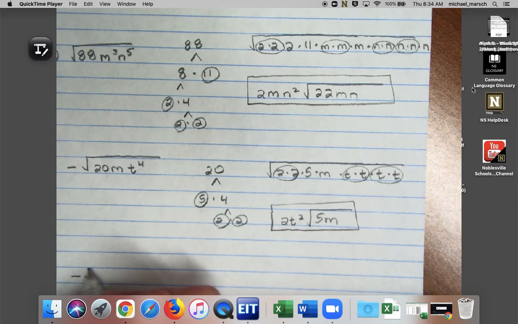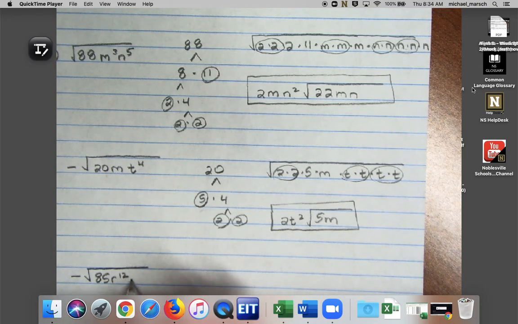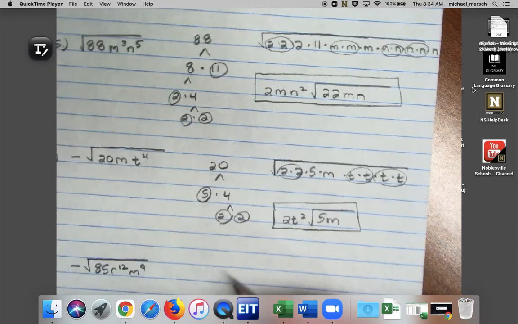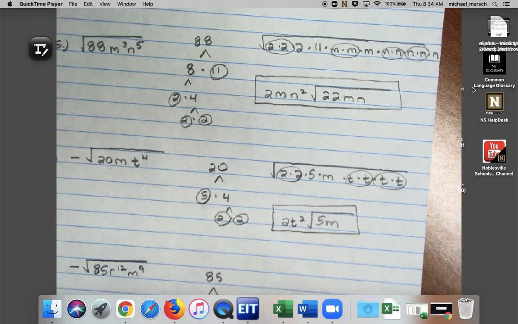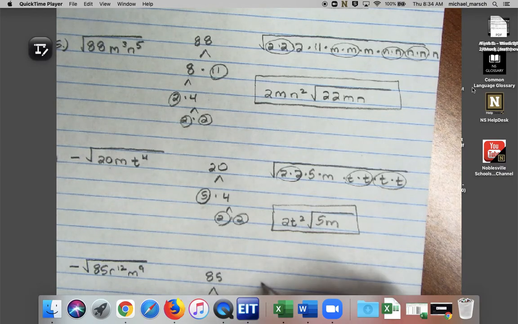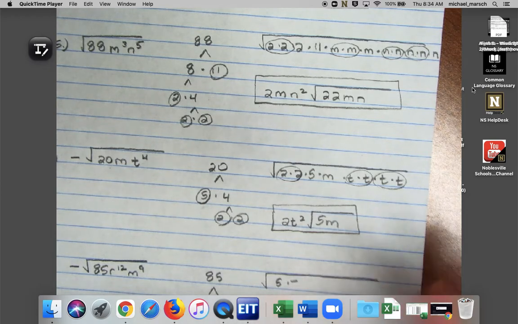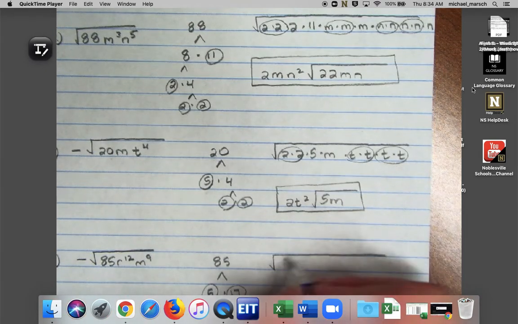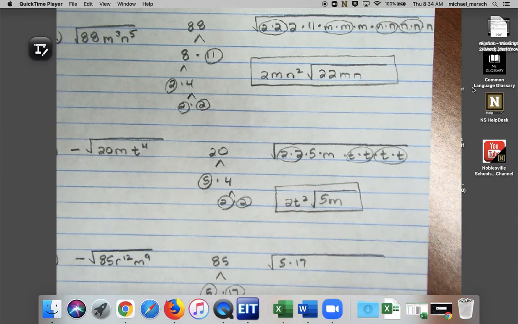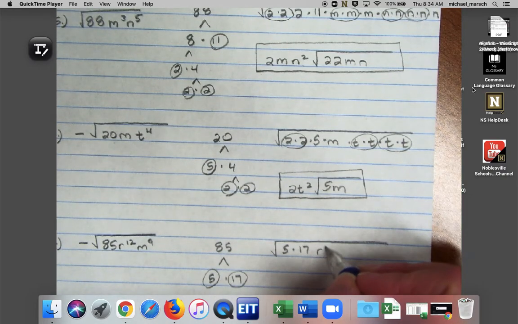If I have negative square root 85 r to the 12th, m to the 9th. So I'm going to do my factor tree for 85. 5 times 17 works. Those are both prime numbers, so that's all we have there. So I'm going to do my house. I'm not going to write out all those r's. I'm just going to put r to the 12th, and I'm not going to write out all the m's. I'm going to say m to the 9th.